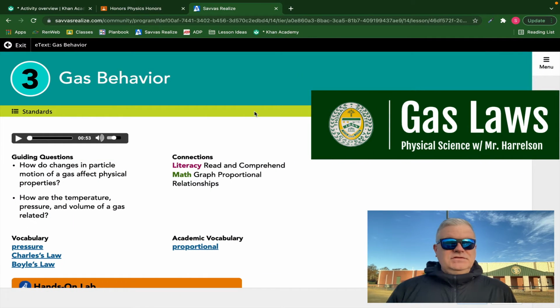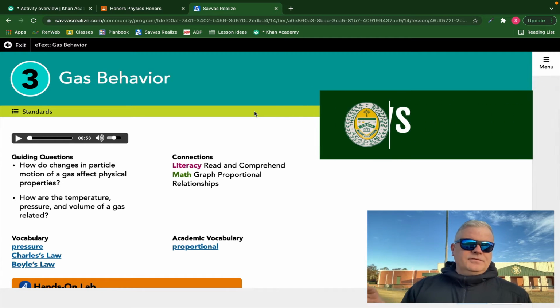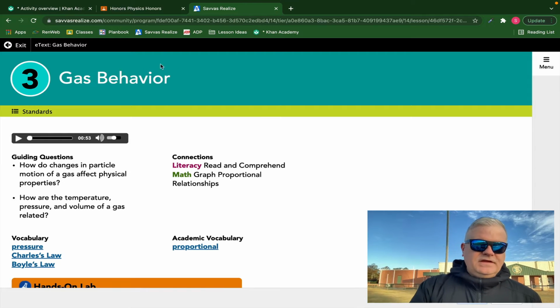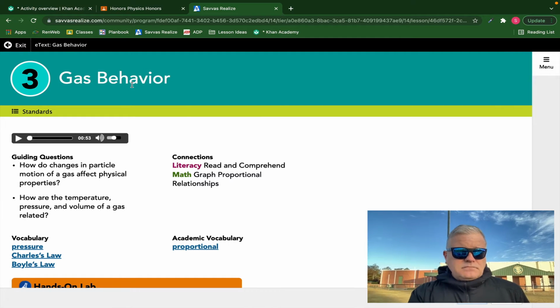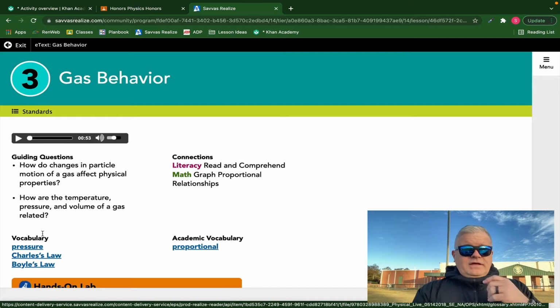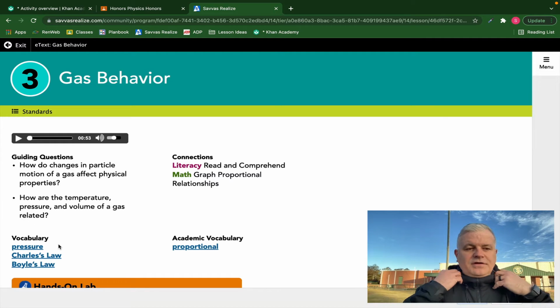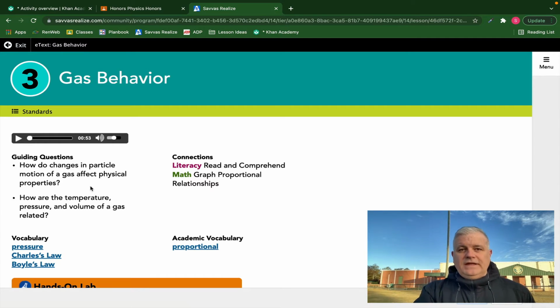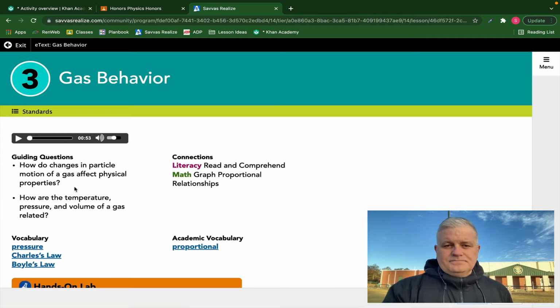It is a little chilly out this morning, and we're going to go over some gas behavior and how it relates to the changes of states of matter. So the big things I wanted you to make sure that you understood from this section have to do with pressure, and then Charles' Law and Boyle's Law, two of our big gas laws that we're going to be talking about. And these are our two guiding questions from this section. How do changes in particle motion of a gas affect physical properties, and how are the temperature, pressure, and volume of a gas related?